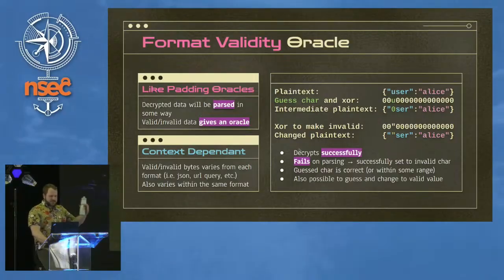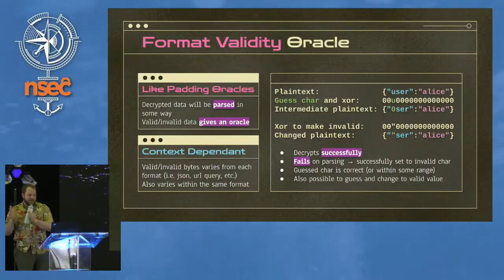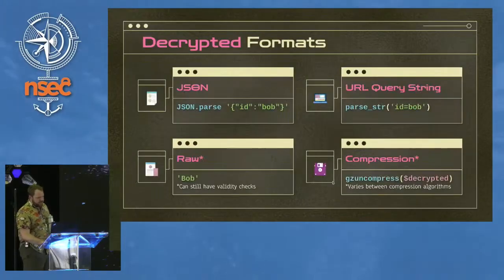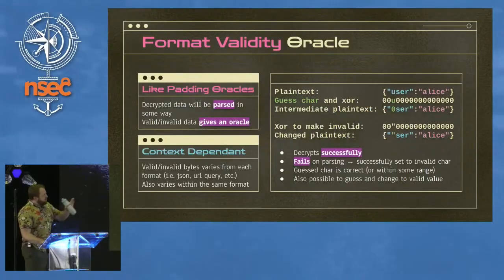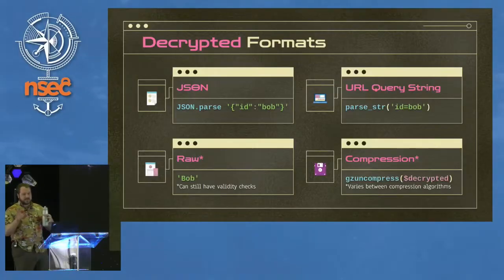So if it decrypts successfully or not, you learn what kind of subset of chars that might be. So you might learn that your guess is valid or in some range. And then from those, you can learn more. We'll get back to this a bit. So yeah, now let's talk a bit about what I mean by context dependent, those formats.